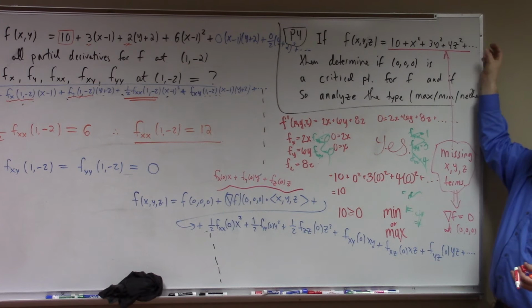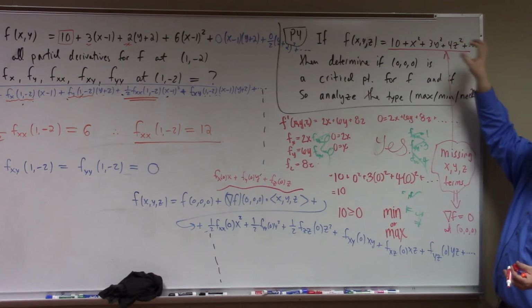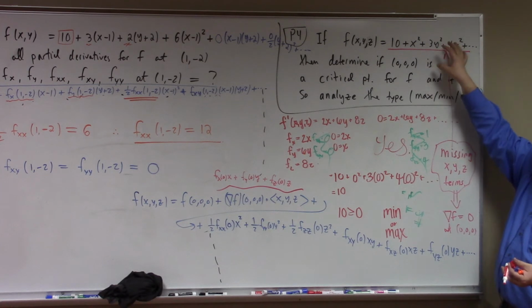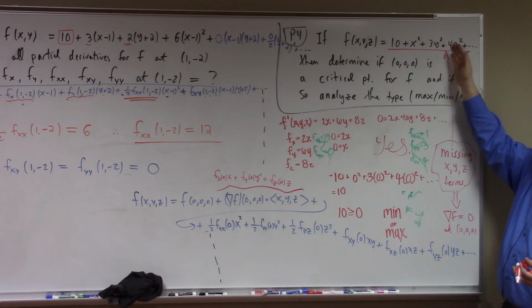So the lowest order piece, which is non-trivial, completely dominates the behavior of the function near the critical point. That's the point of looking at these power series expansions: it allows us to look at the function term by term locally.